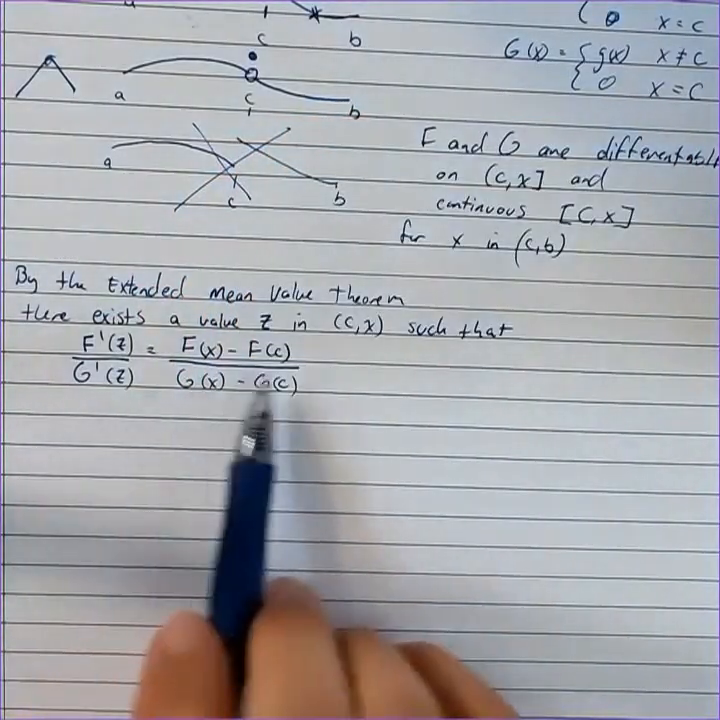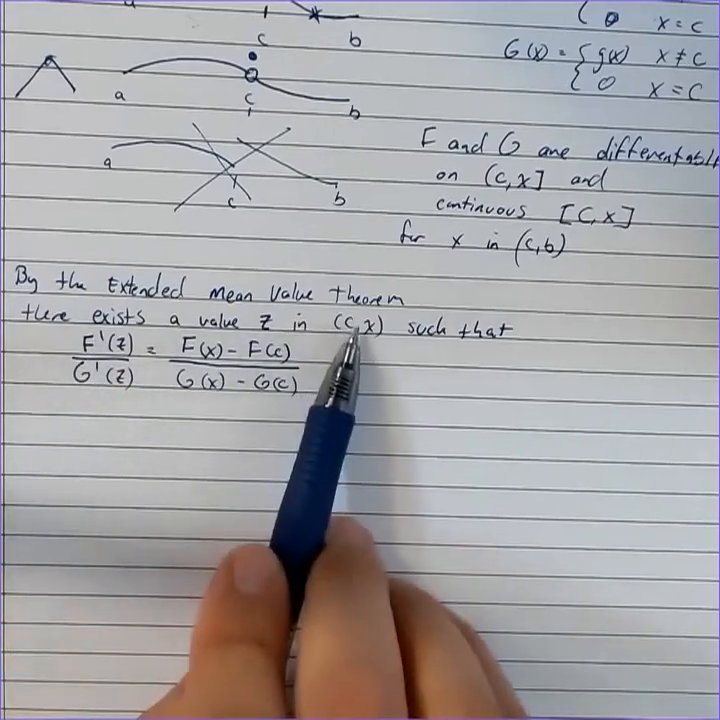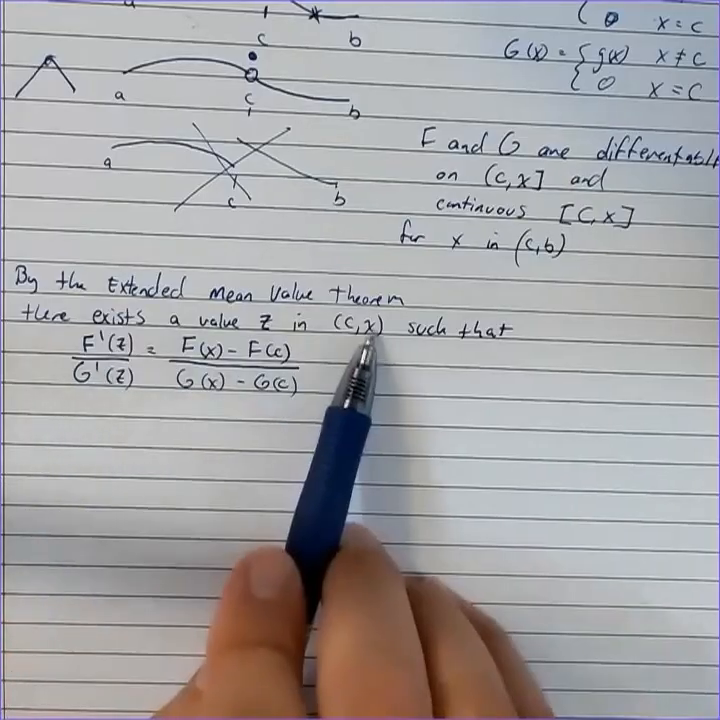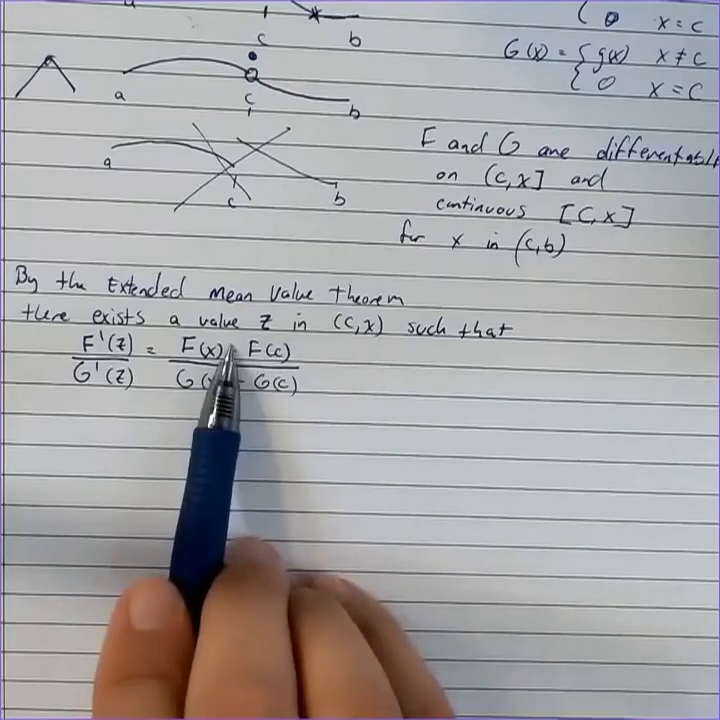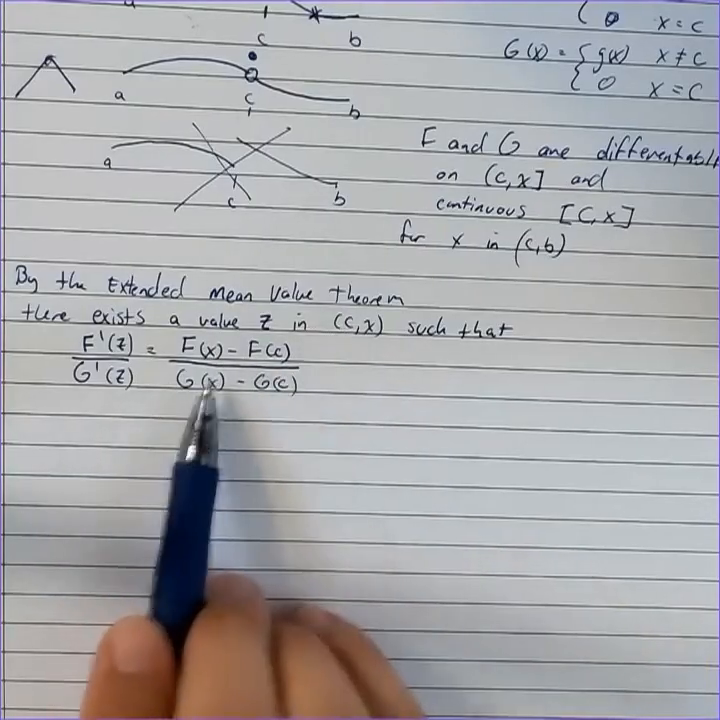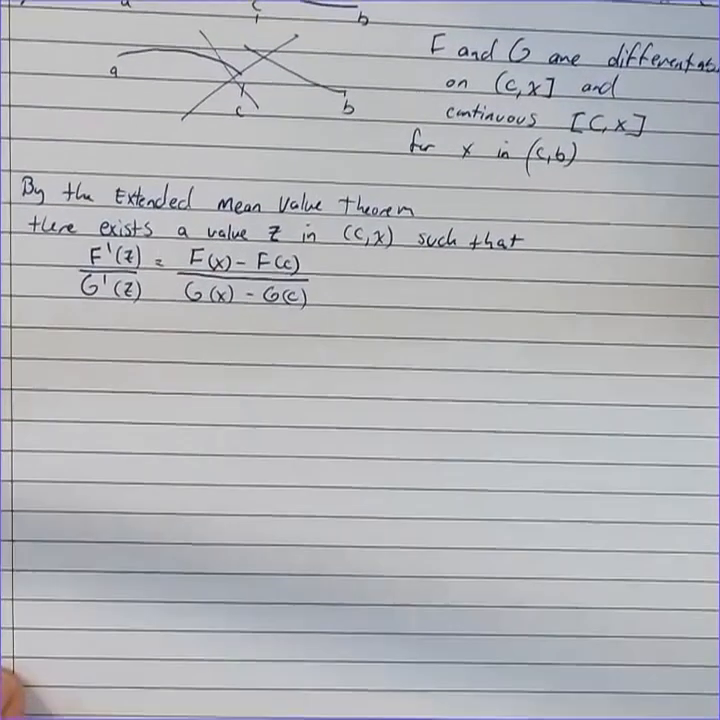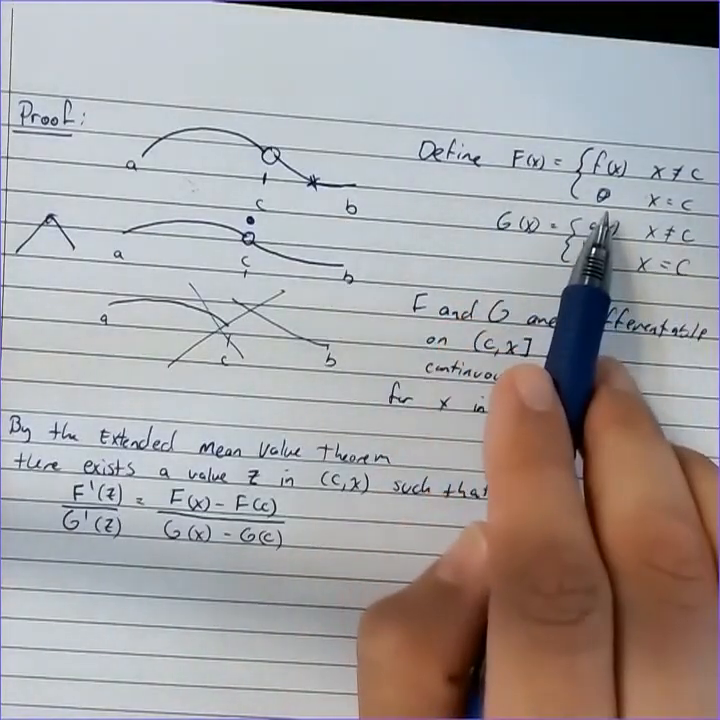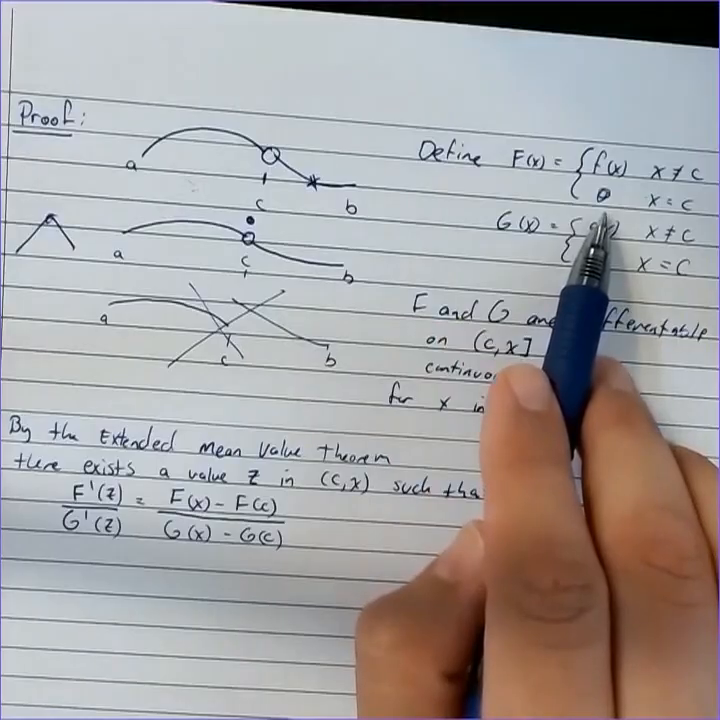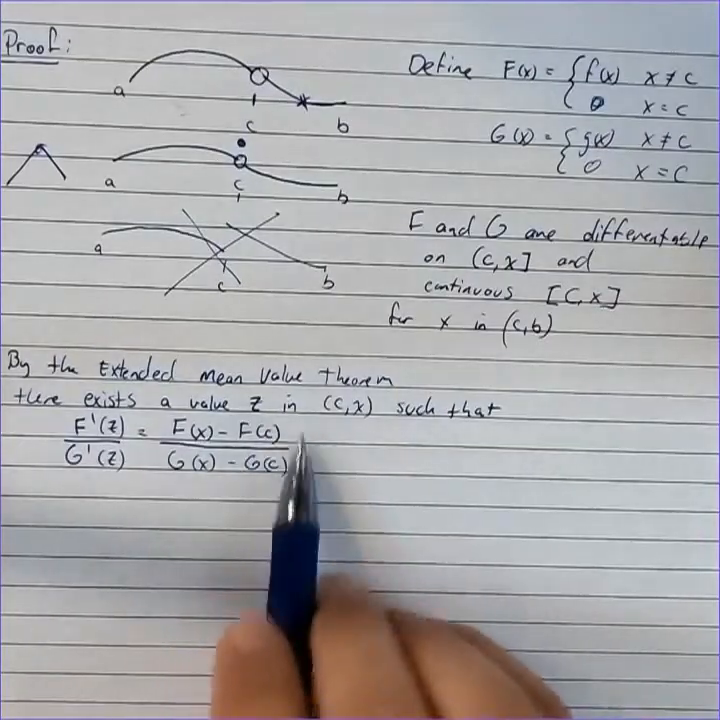By the extended mean value theorem, there exists some point in between such that f prime at that point over g prime at that point is equal to f at the endpoint minus f at the beginning point over g at the endpoint minus g at the beginning point. And that's what we proved in the extended mean value theorem. Now notice that when x is equal to c, F is equal to 0. A simpler way of saying that is F of c is 0. So by definition, both of these are 0.